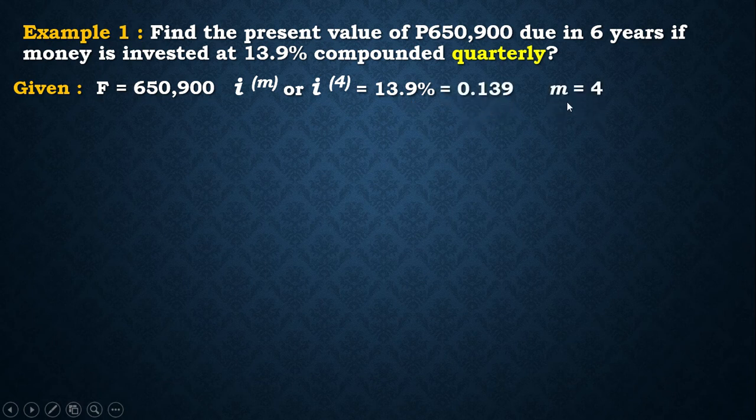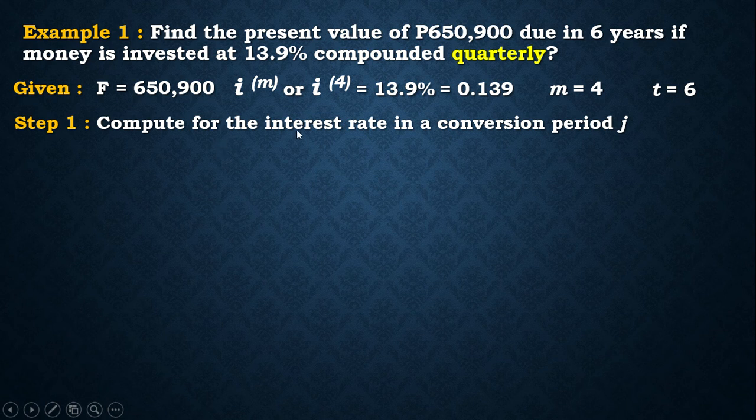Then we have the given frequency of conversion, which is m. The frequency of conversion is whether it is quarterly, semi-annually, annually, or monthly. Since we are quarterly, our m is equal to 4. And then the term is 6 years.